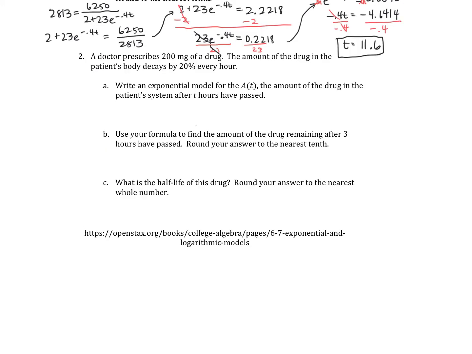The second example I'd like to walk through is a doctor prescribes 200 milligrams of a drug. The amount of the drug in the patient's body decays by 20% every hour. Part A, write an exponential model for A of t, the amount of the drug in the patient's system after t hours have passed. Remember this is exponential growth and decay, so the basic formula is something like that, where P is the initial amount, R is the rate, and T is the time. So in our example, we know our initial amount is 200 milligrams.